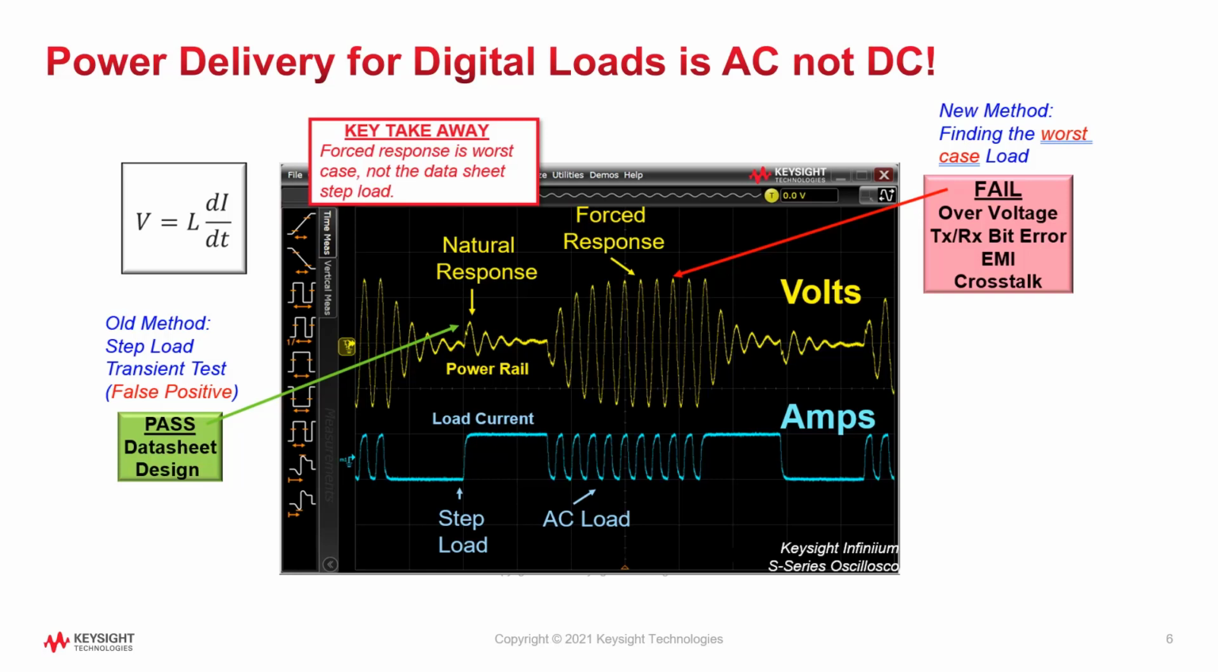But what if our digital load turns on and off and excites the power rail at that ripple frequency? Now we get what is called a forced response. This AC forced response is much bigger than the step response and grows exponentially to a maximum that is determined by the Q or sharpness of the resonance on the power rail. Using the traditional step load response, one might think that the design is passing, but finding the worst case forced excitation can easily result in failures from dropped data bits or worse yet, overvoltage damage to the IC.